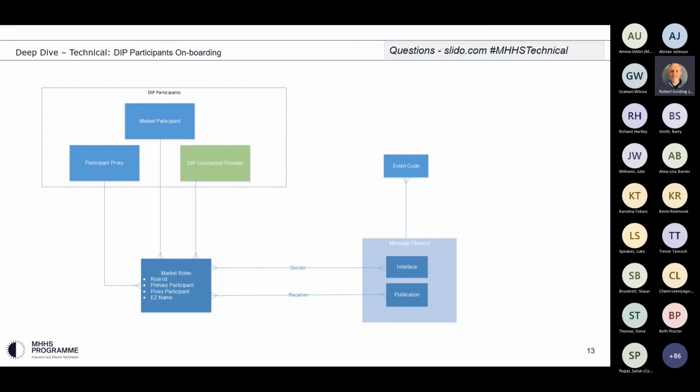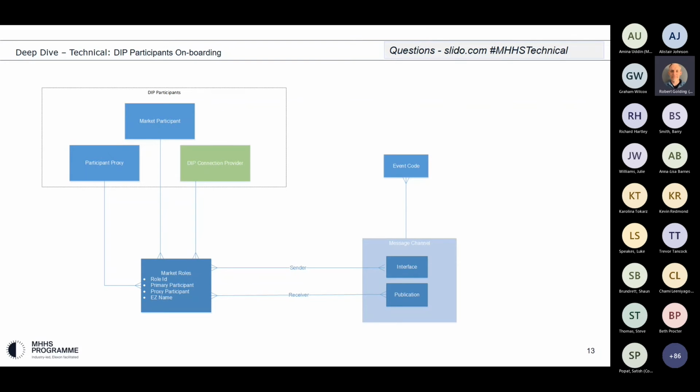This is a logical representation of how market participants will interact with the DIP. A market participant will have a number of different roles when they sign up to the DIP, and those market roles will give them access to different message channels. The program has taken the term an interface as the sending of a message into the DIP.